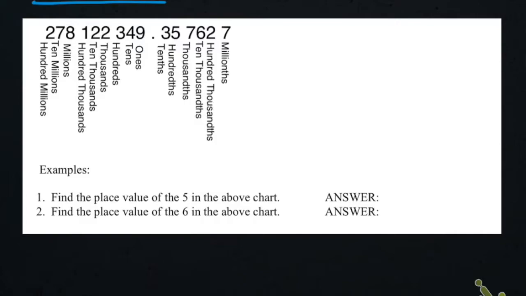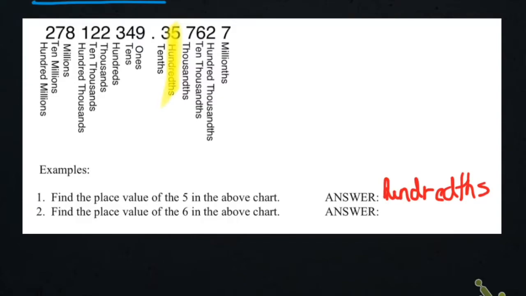So when I ask you, find the place value of the 5 in the above chart, what that means is what place, what is the column, what is the name of where that 5 is. So I'm going to highlight the 5 for you. It's right here. It's given to you at the bottom, but you may have to do this on your own, and the answer is it's in the hundredths column, hundredths. Okay, we just say hundredths. We don't say 500ths. We say it's in the hundredths place.